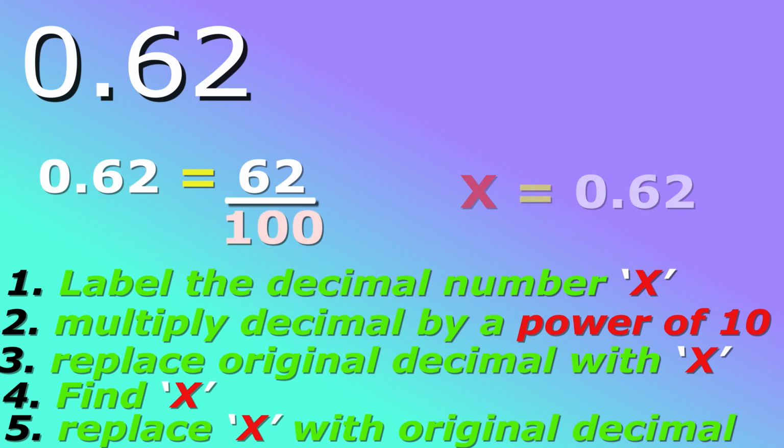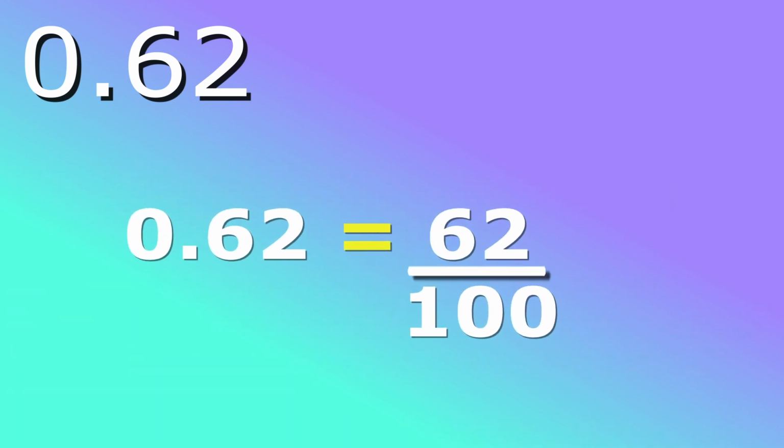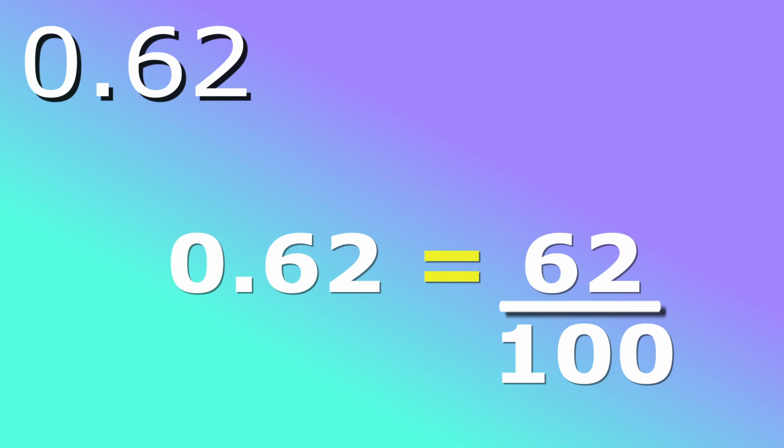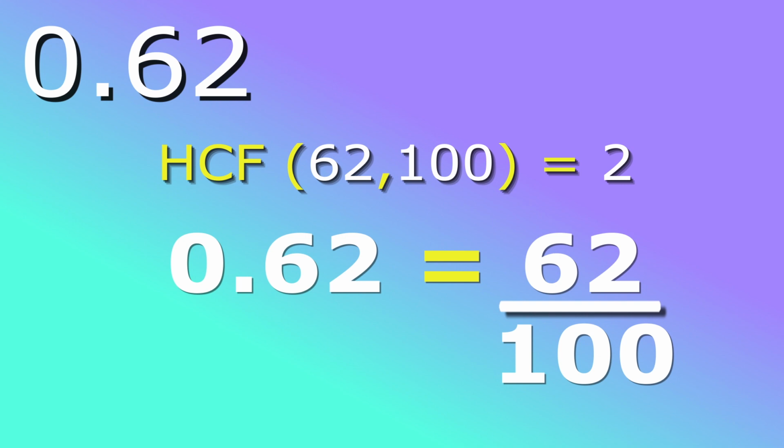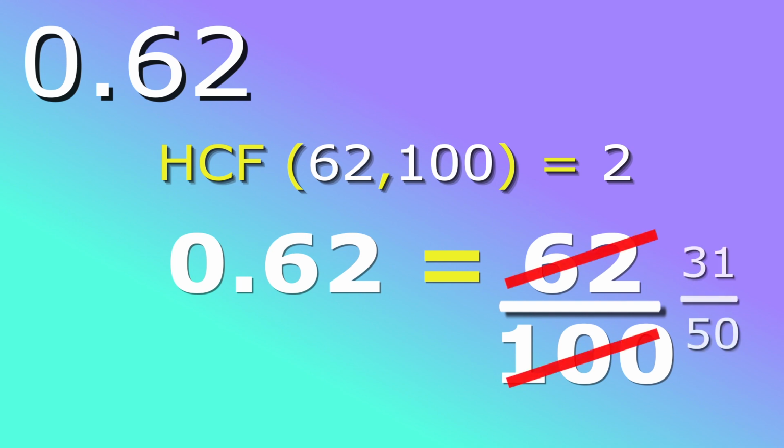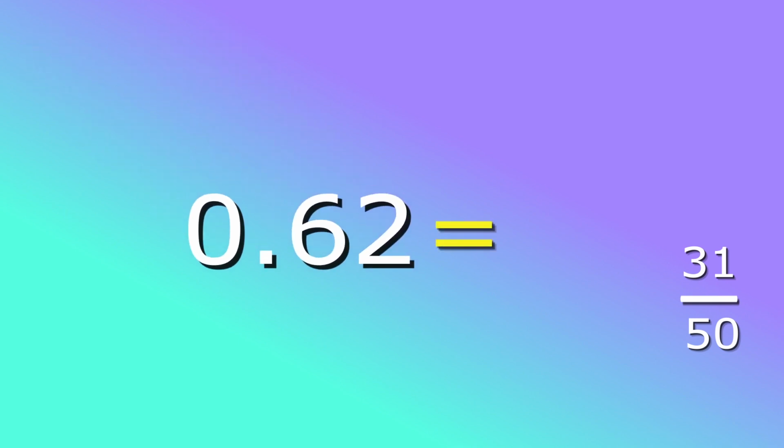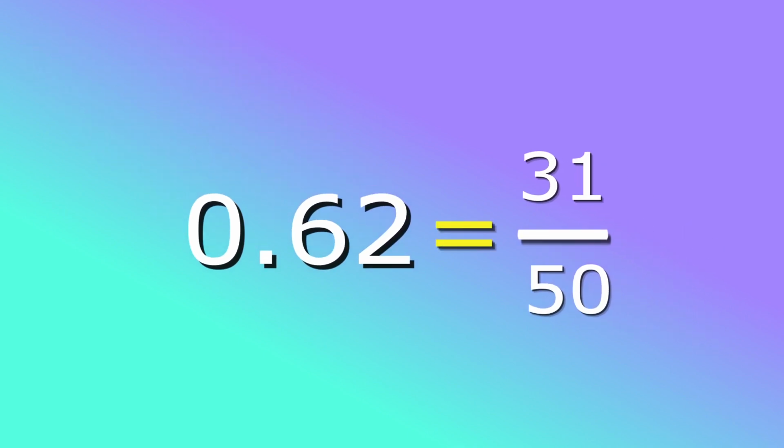And there you have it. Now you can see that the decimal on the left-hand side is equal to the fraction on the right-hand side. You've converted the decimal to a fraction. This fraction can be simplified by dividing numerator and denominator by the highest common factor of 62 and 100, which is 2. This gives the reduced fraction 31 over 50, which is our final answer. 0.62 equals 31 over 50.